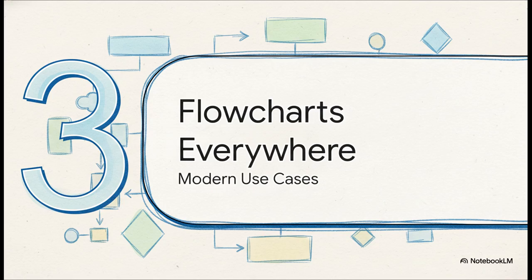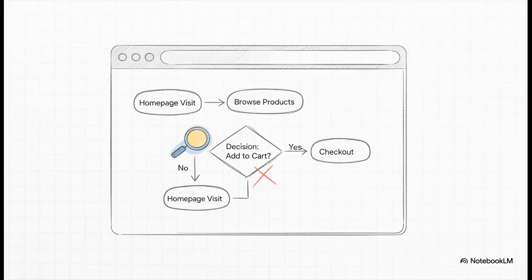Let's look at a few examples of how flowcharts are solving all sorts of different problems across a bunch of different fields. So, in business, you might have a marketing team that wants to map out a customer's journey on their website. By visualizing every single click and decision, they can instantly spot the places where people get stuck or confused, and then they can go in and redesign the whole experience to be a lot smoother.